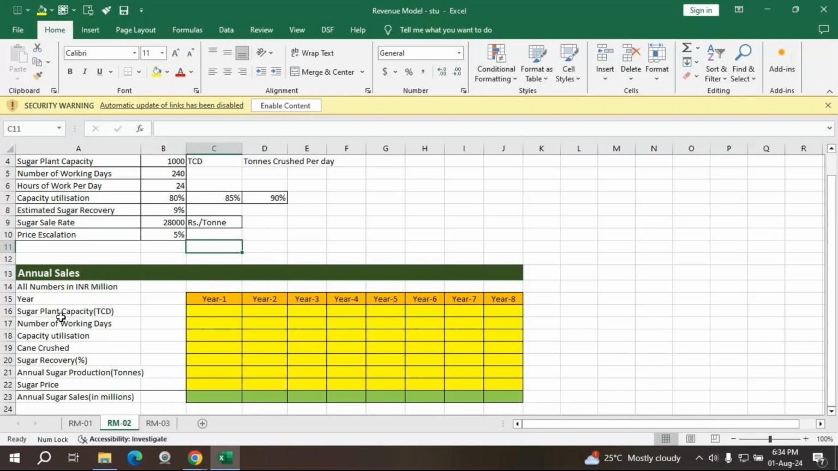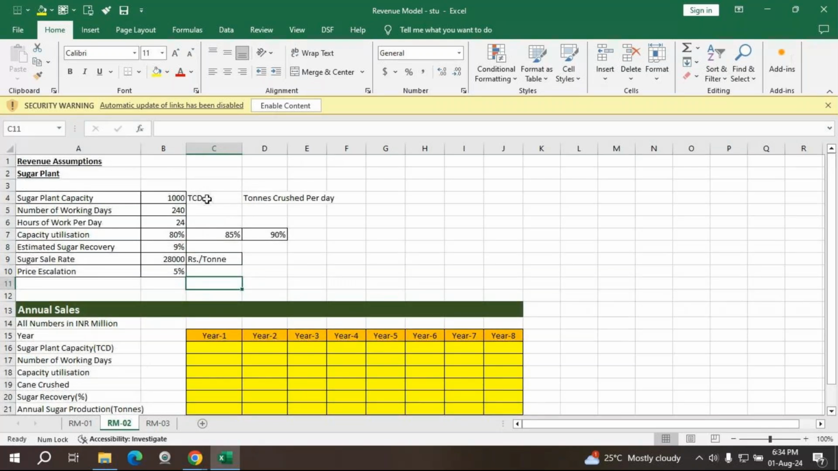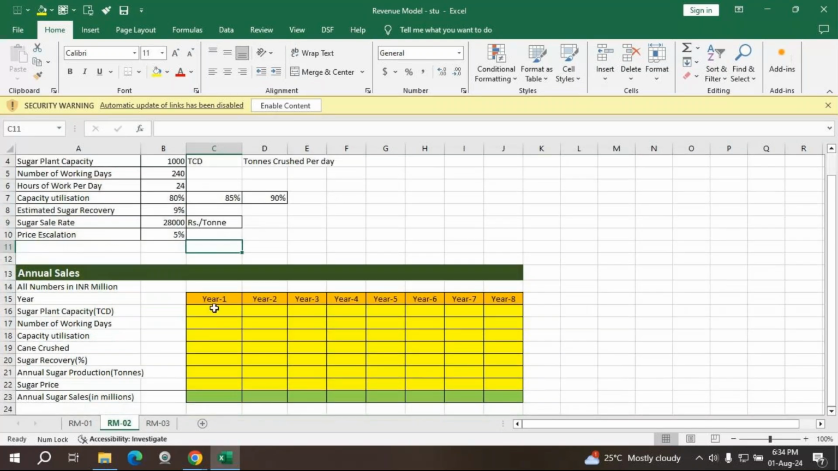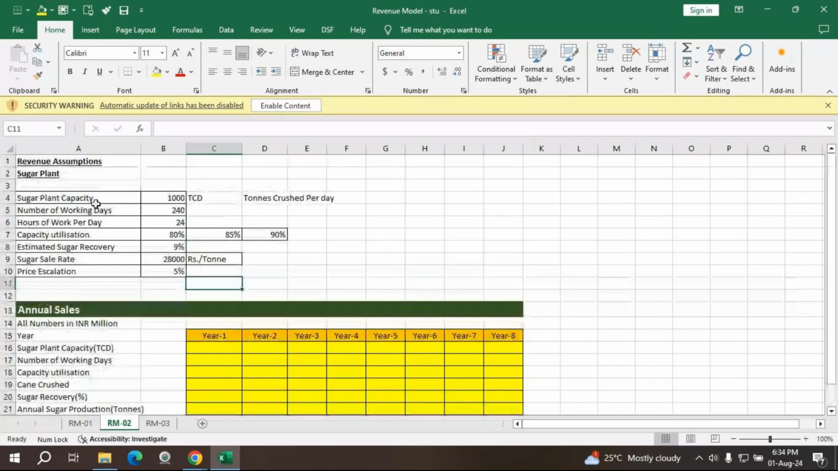So sugar plant capacity, what is the capacity? They have not told any increment or increase in growth, so the sugar plant capacity is going to remain the same for all the years. Number of working days also has no change, so I'm going to take it for all the 8 years. Then capacity utilization: they are telling 80% for the first year, 85% for the second year, 90% for the third year. From the third year onwards, it is going to remain the same.